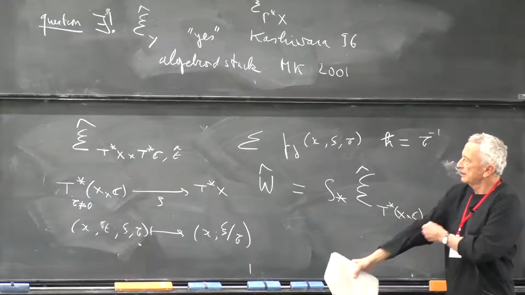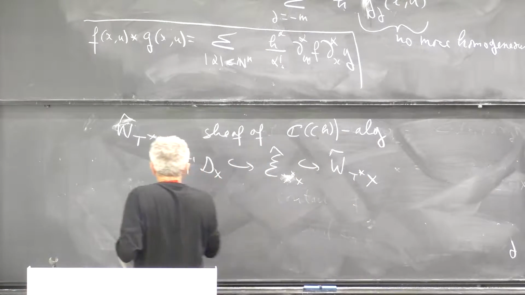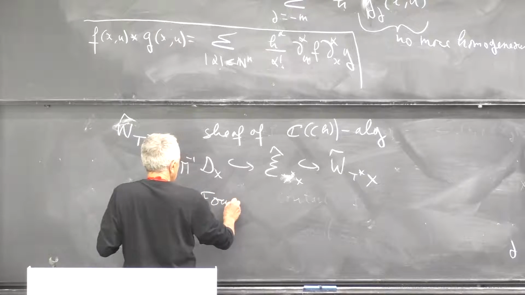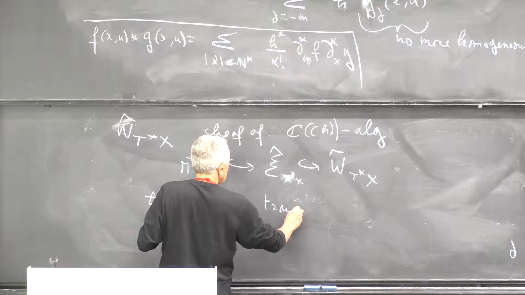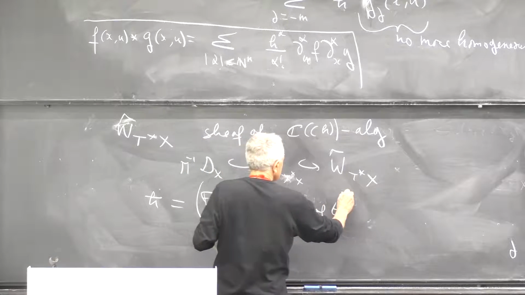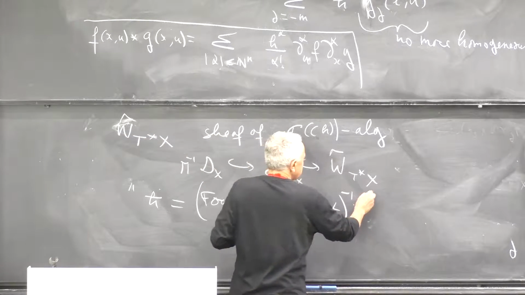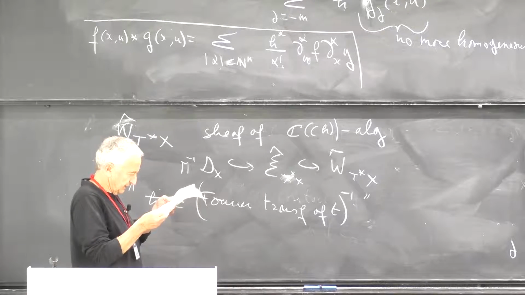So you see H bar here, with this construction, is more or less the Fourier transform, or the inverse of the Fourier transform, of T. Of course, this has no meaning. It's not a precise meaning.